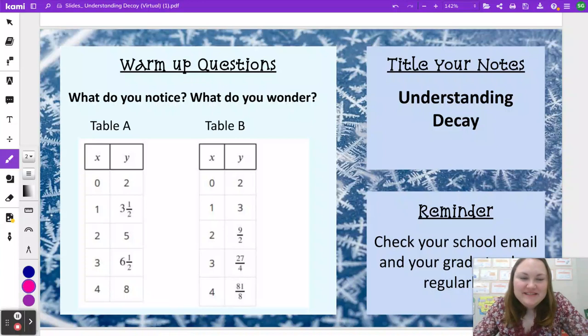Hello, Algebra students. This is our fourth lesson from this unit on exponential functions. The name of this lesson is Understanding Decay. And to get us ready for this lesson, I've got our warm-up here on the screen.